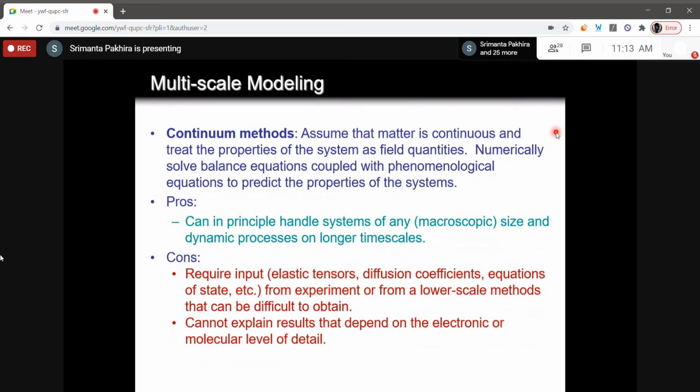And for these cases there are a lot of problems. You have to give some input from the experiment, like semi-empirical methods, to a lower scale method. The result would not be at the same level as what you are observing, it will not be trustworthy, and it cannot explain what depends on the electronic and molecular level. Everything happens at the level of electronic, molecular or atomic scale. So when you are not reaching that level, the data quality is not up to the limit. There are lots of problems with such methods.